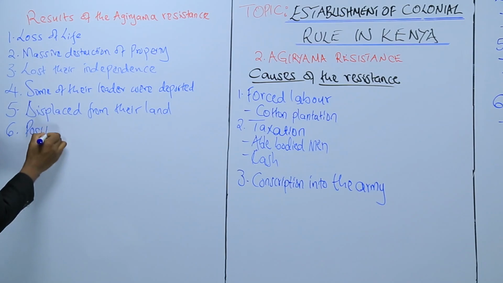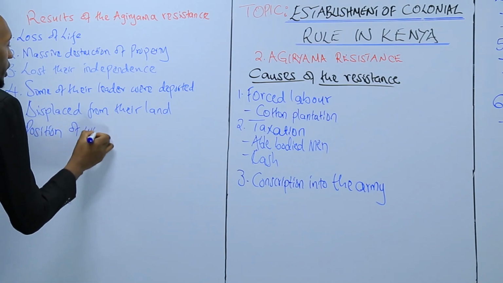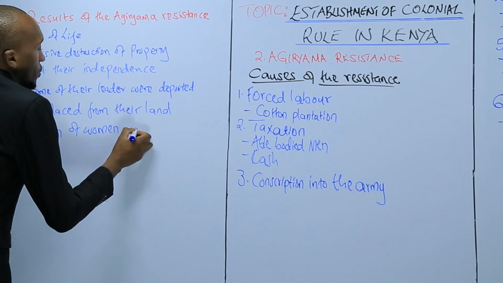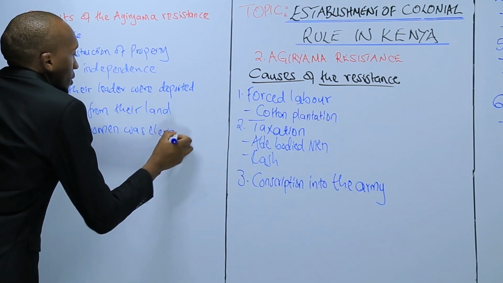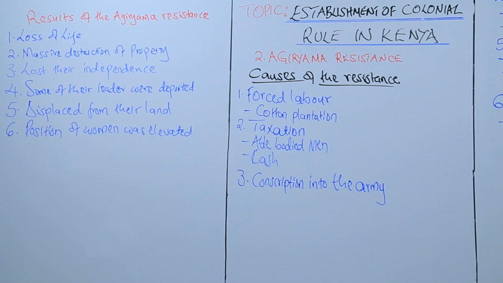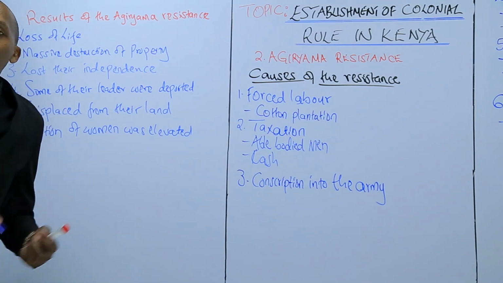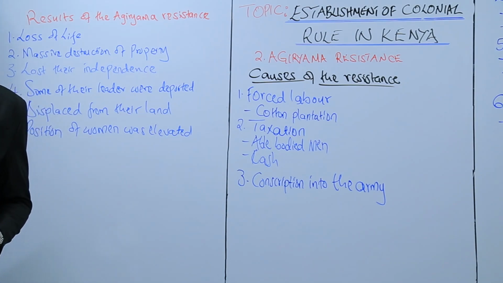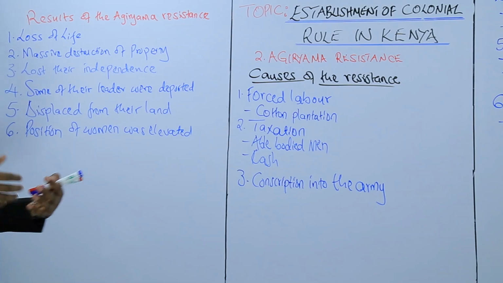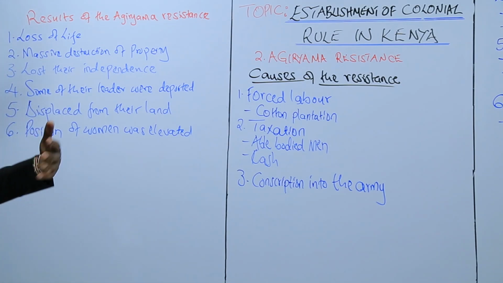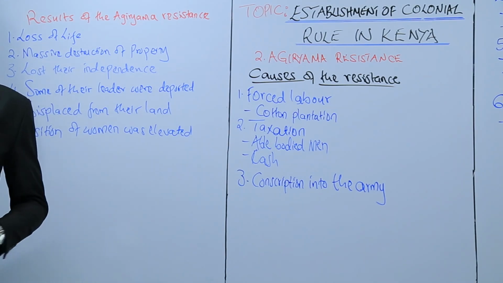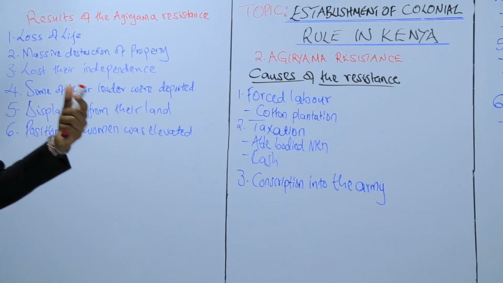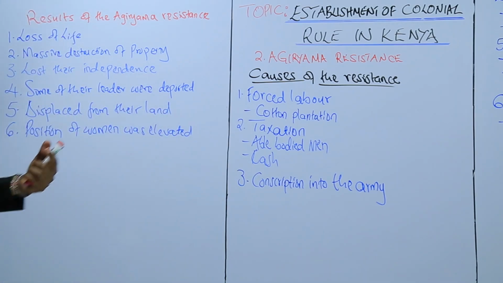Apart from that, number 6, the next result of the Agiryama resistance was that the position of women was elevated. So the activity of Mekatilili Menza as the leader of the Agiryama elevated the position of women as they fought for the rights of the African people. So the women were motivated to come up and take leadership positions, so they could be able to fight against the inhumane treatment by the British.